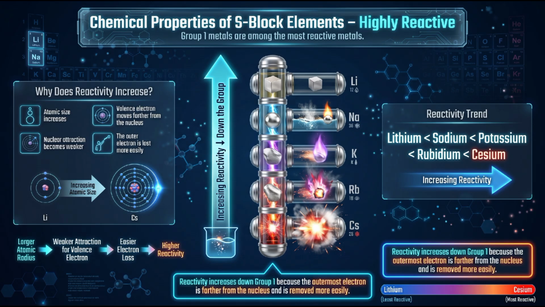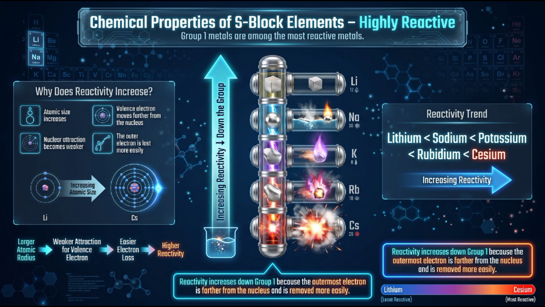The image emphasizes that the outermost electron is farther from the nucleus and is removed more easily. This single statement summarizes the entire explanation of increasing reactivity. The outer electron experiences weaker nuclear attraction because of increased atomic size and stronger shielding. Consequently, less energy is required to remove it, resulting in higher chemical reactivity.